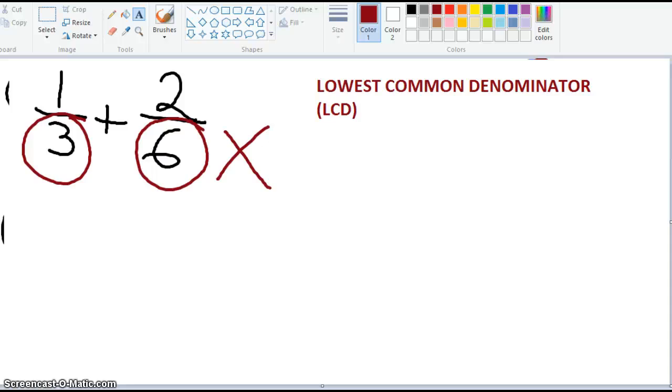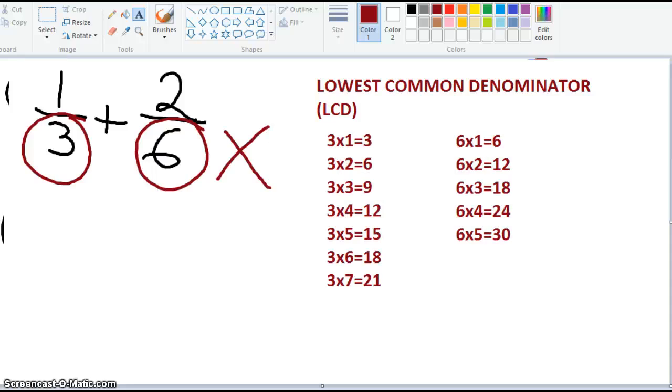Now, one of the easiest ways that you can do this is to simply look at your 3 multiplication tables and your 6 multiplication tables to see what is the first instance in which there are values in both sides. And let me show you what I mean by that. So how do you find a lowest common denominator? In this case I have a denominator of 3 and another denominator of 6. So I need to find a number that is common between 3 and 6.